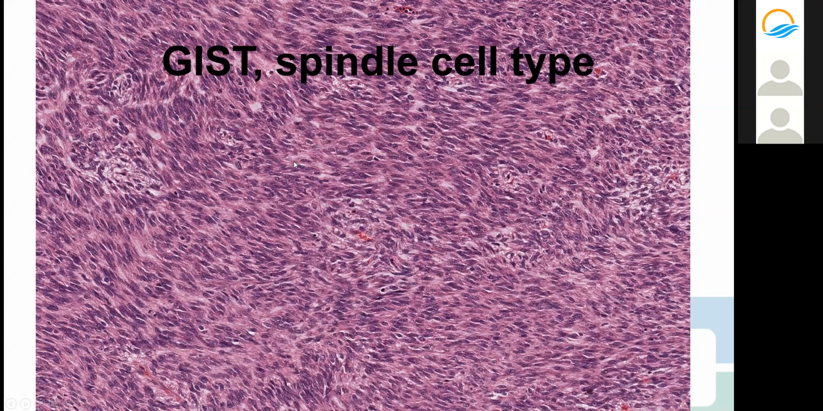It's often described as sort of fibrillar or ropey in GISTs. So this is what a spindle cell GIST looks like. You can see it's a very cellular or densely cellular neoplasm, a lot of tumor cells lining up together back to back.